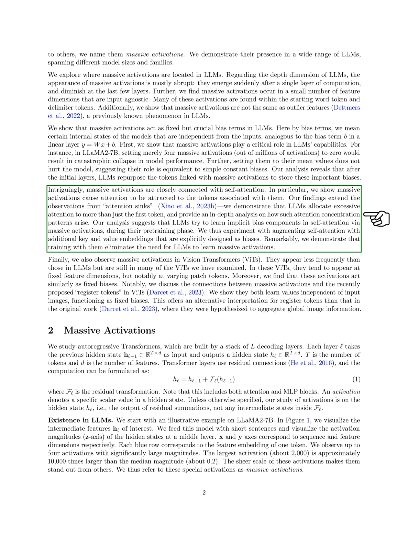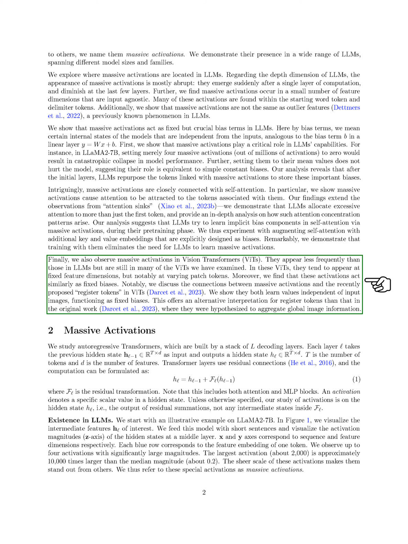Intriguingly, we found a strong connection between massive activations and self-attention mechanisms, with massive activations drawing attention to their associated tokens. This extends the concept of attention sinks and provides a deeper understanding of how attention concentration patterns develop in LLMs. We hypothesize that LLMs attempt to learn implicit bias components in self-attention through massive activations during their pre-training phase. To test this, we experimented with augmenting self-attention with additional key and value embeddings explicitly designed as biases. Remarkably, this approach eliminated the need for LLMs to learn massive activations.